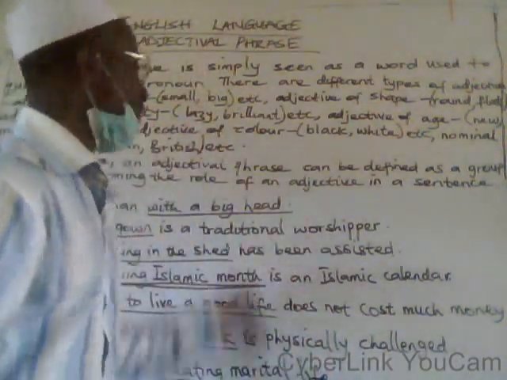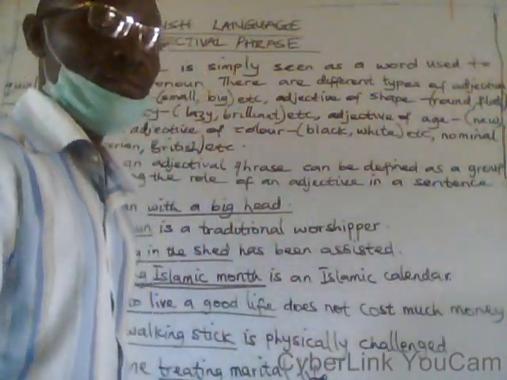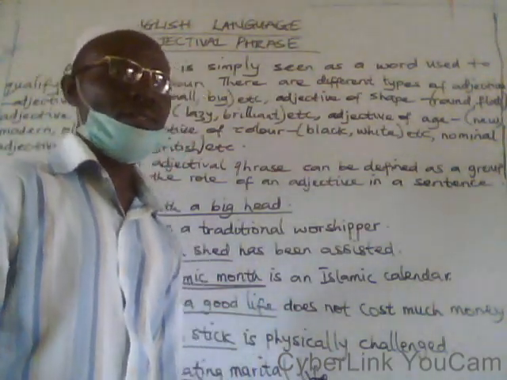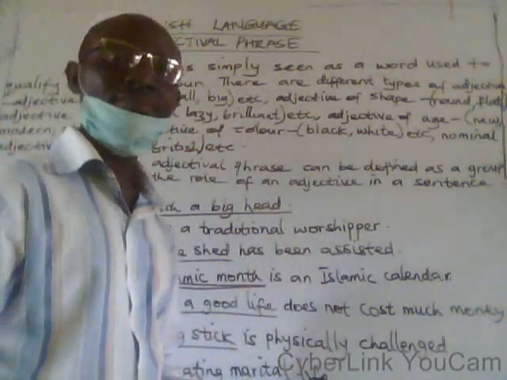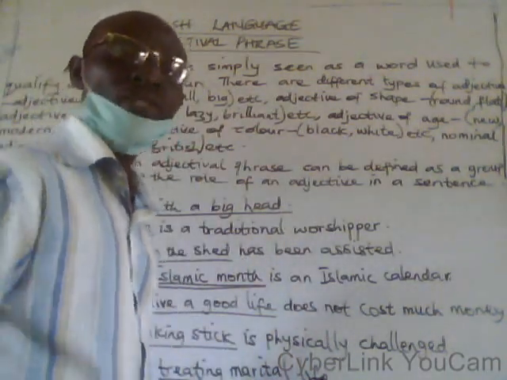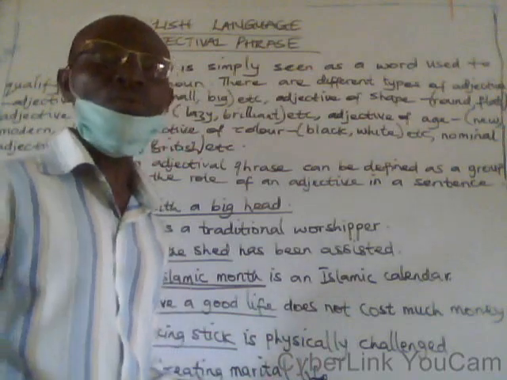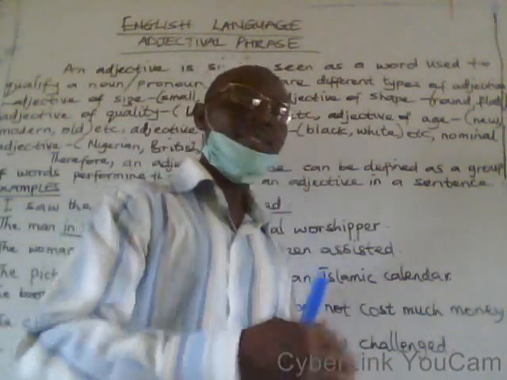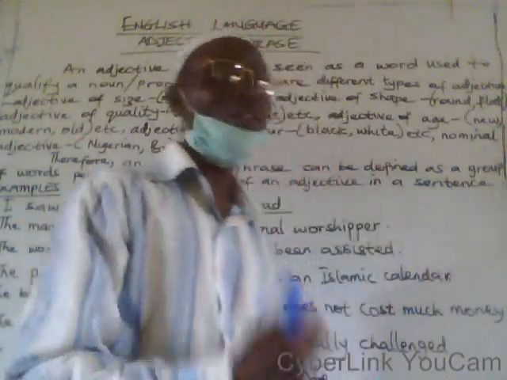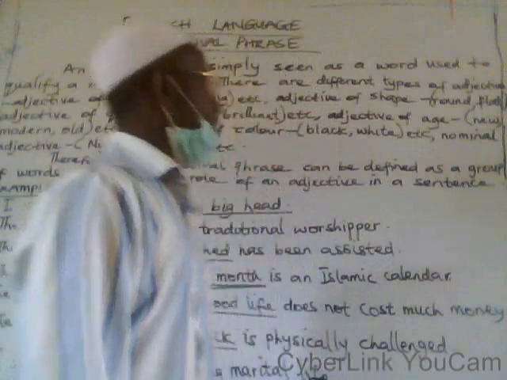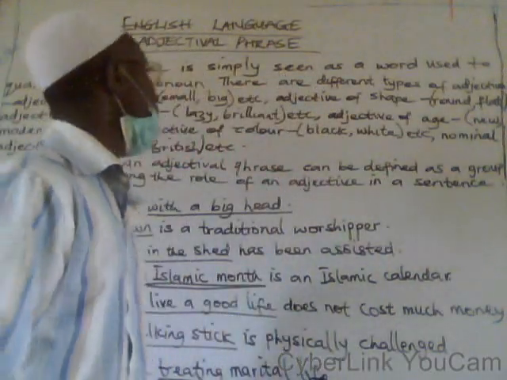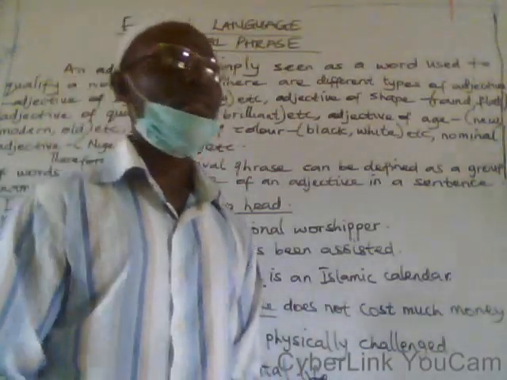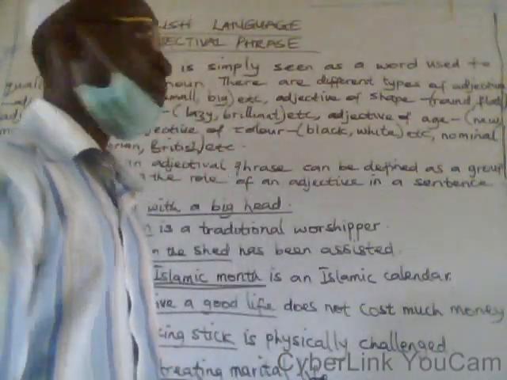Another one, adjective of quality. That talks about the quality of a person or an object. For instance, lazy, brilliant, beautiful, good, clever, smart, and so on. It is talking about the quality of a particular thing or a person. For instance, I can say, the brilliant boy has been awarded.